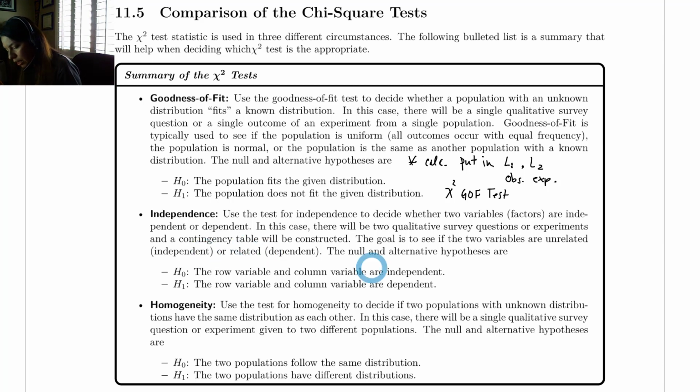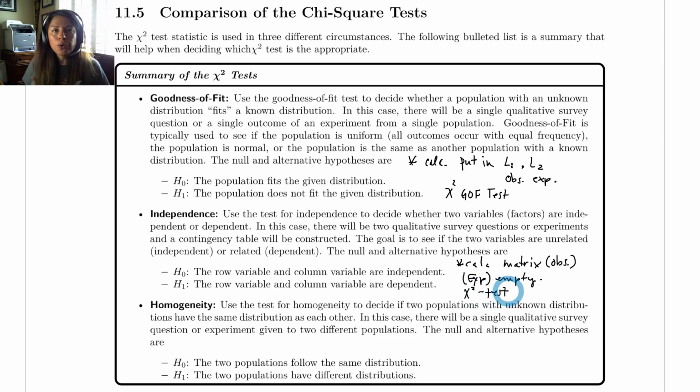So this one, again, you would use in the calculator, put it in a matrix, right? Observed, expected. Expected goes into, remember, the empty matrix, and you use a chi-square test. And you are testing whether the categorical variables are independent. The row and the column are independent of each other.